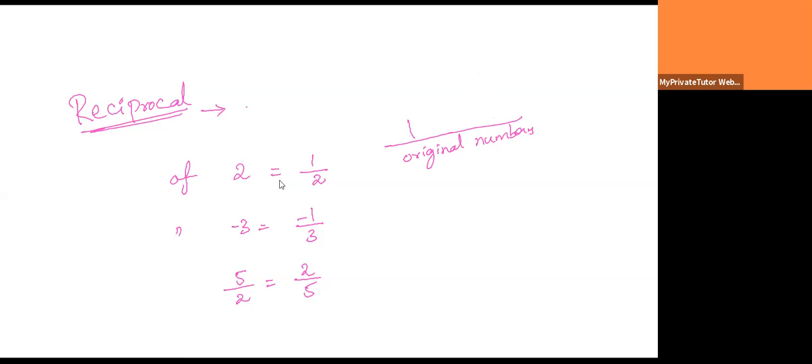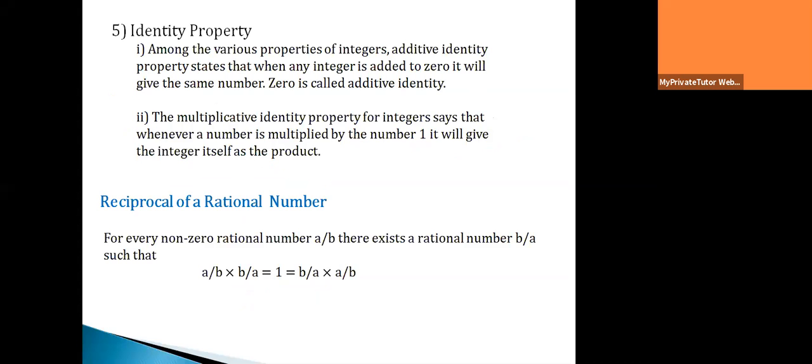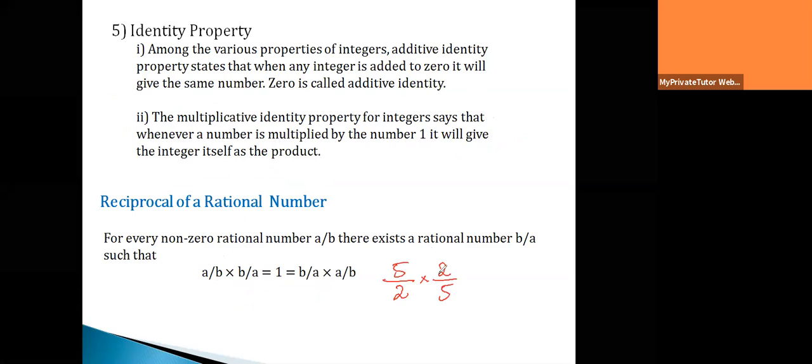Here I haven't explained much though. So what does it mean? See, a by b is the original number. So let's take 5 by 2 as the original number. What is the reciprocal of 5 by 2? It is 2 by 5, right? So if you multiply the actual number with the reciprocal number, we'll get the answer as 1.